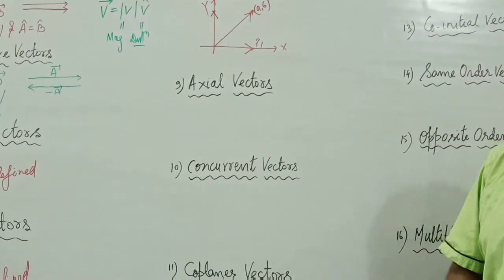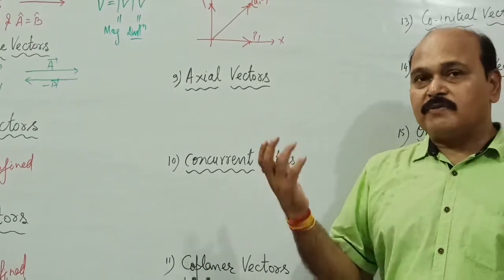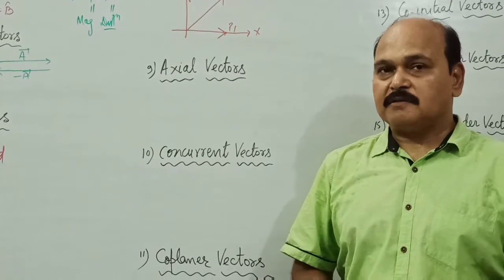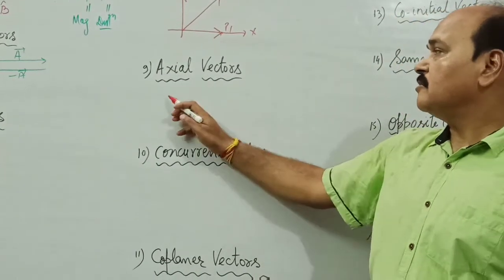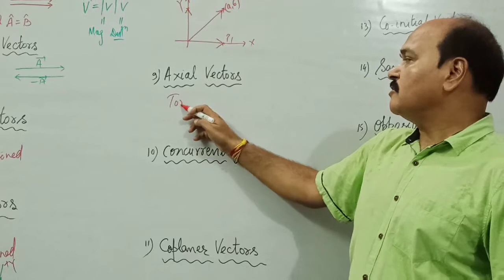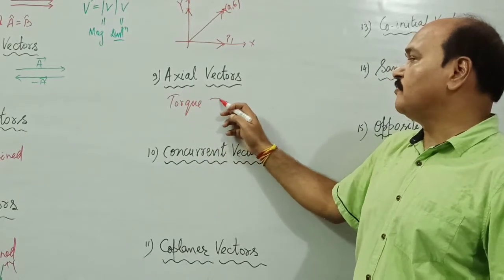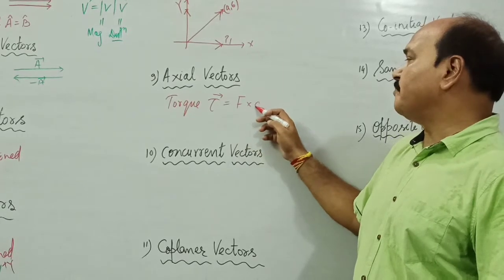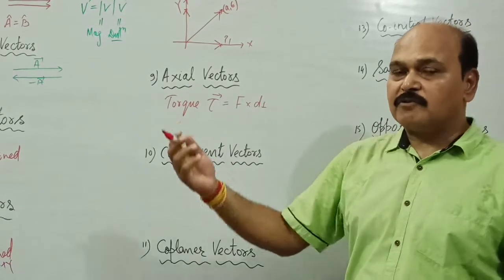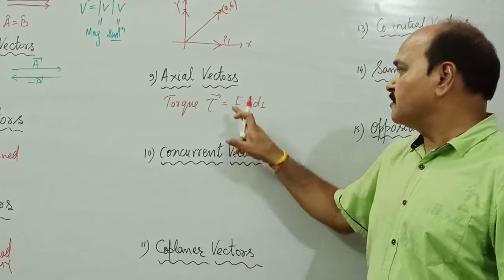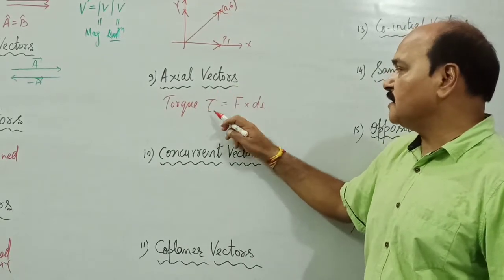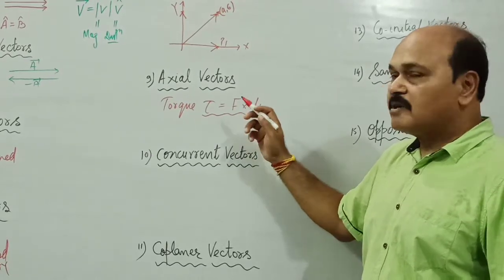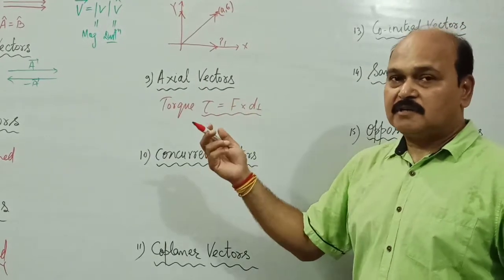Axial vectors. Axial vectors, children, are those vectors which are along the axis of rotation. Like torque. What is torque? Torque is the tendency of rotation due to force. And this torque is the product of force with the perpendicular distance of the force from the point of rotation. This is what torque is. You have already studied this much in class 10th. And this torque is an axial vector.